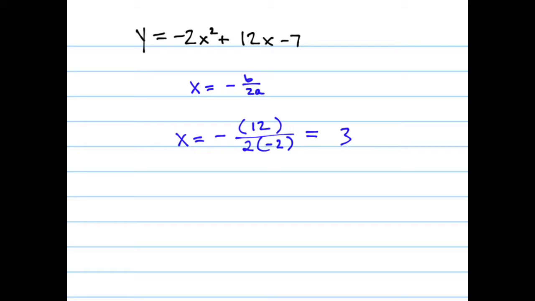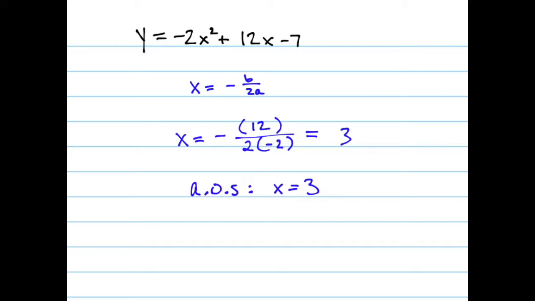So our axis of symmetry is the vertical line x equals 3. Wait, 12 over negative 4 equals positive? Negative 12 over negative 4. So far, so good? Now, the second part of the question asks us to find the vertex.